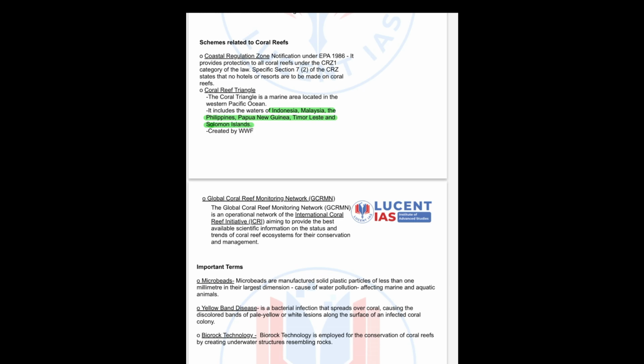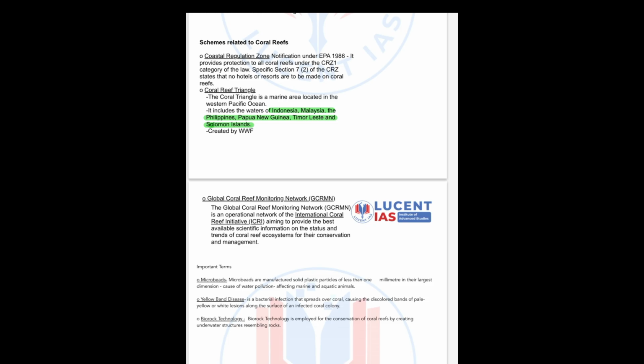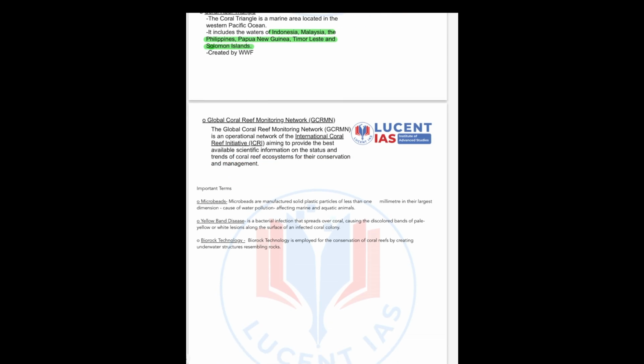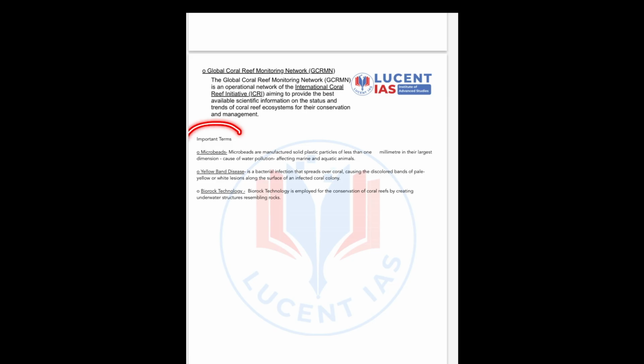Then Global Coral Reef Monitoring Network. Global Coral Reef Monitoring Network is an operational network of the International Coral Reef Initiative, ICRI, aiming to provide the best available scientific information on the status and trends of coral ecosystems for the conservation and management. Clear? Then a few of the important terms that have appeared in other exams related to coral reef.